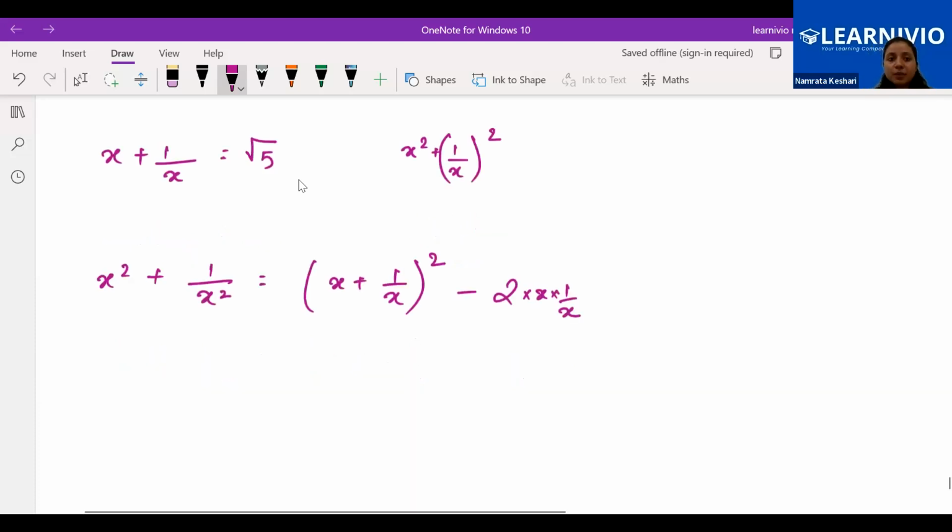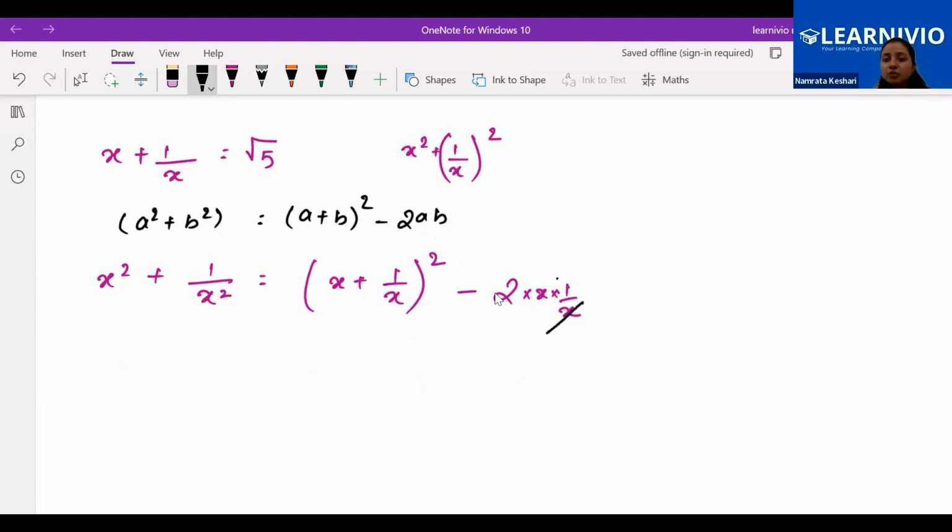Basically we are trying to do something like this, that a square plus b square means what? We can make a formula that a plus b whole square we can write, that will give a square, b square, and 2ab also. So let's subtract 2ab, and then both sides will be the same. Like this only we are generating a formula over here. Now you can check, 2 into x into 1 by x will be just 2. And x plus 1 by x value already we have in hand. Check it. And once we do the calculation, we end up getting x square plus 1 by x square.